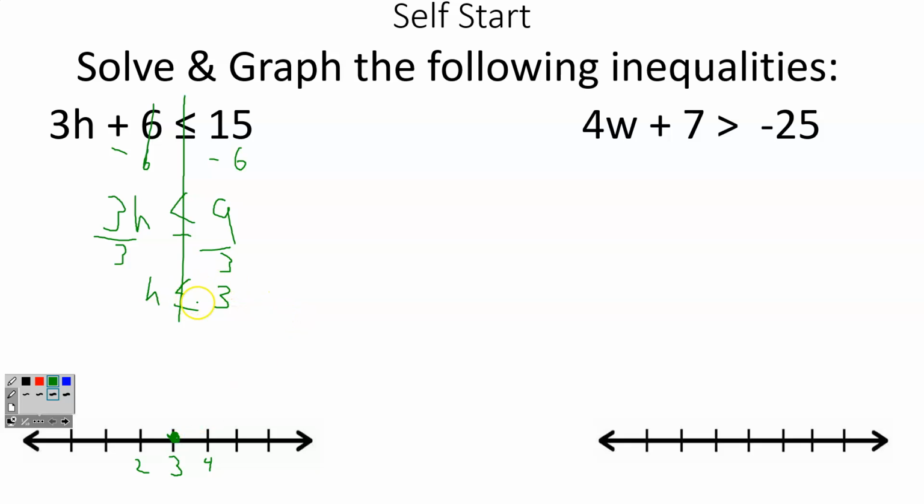And we're looking for numbers less than 3. So I have to think to myself, is 2 less than 3 or is 4 less than 3? Well, hopefully you know that 2 is less than 3, so my graph is going to go this way.